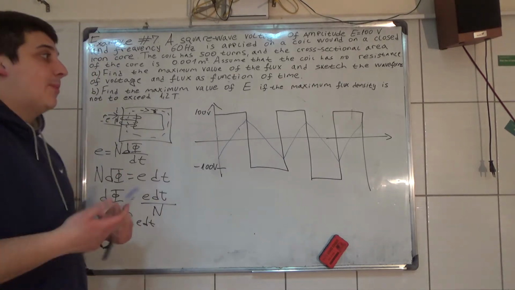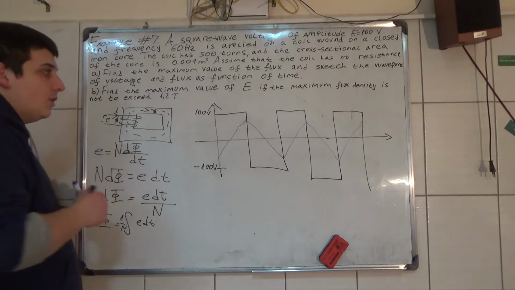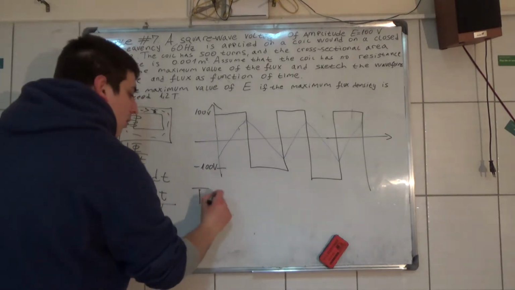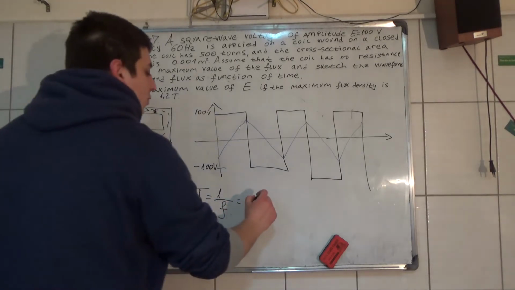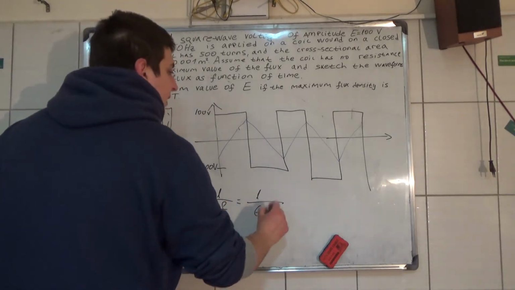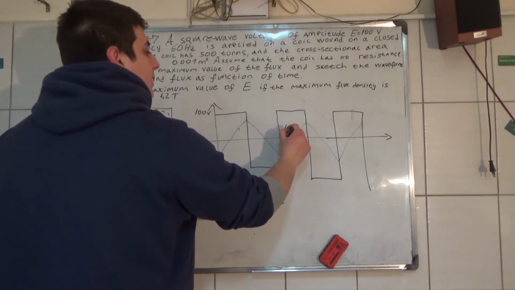Now, what is the period? Well, the period is equal to 1 divided by frequency, so it is equal to 1 divided by 60. So here we have 1 divided by 60.